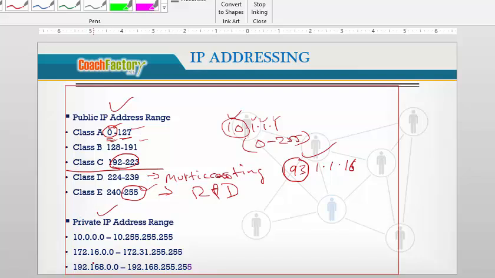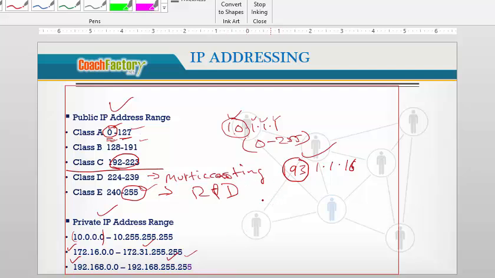For the private IP address ranges, we have the entire 10 block for private use, and we have 172.16.0.0 up to 172.31.255.255 reserved for private use, and we have 192.168.0.0 up to 192.168.255.255.